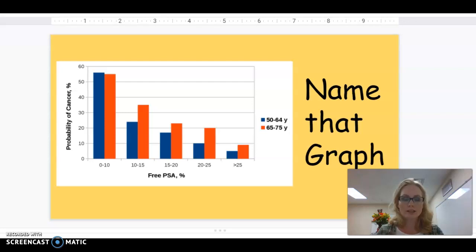Hello, fifth graders, and welcome to your math assignment for this week. We are going to be doing an activity called Name That Graph. In this assignment, you will be interpreting and comparing pictographs and single bar graphs to answer questions. Let's look at an example.